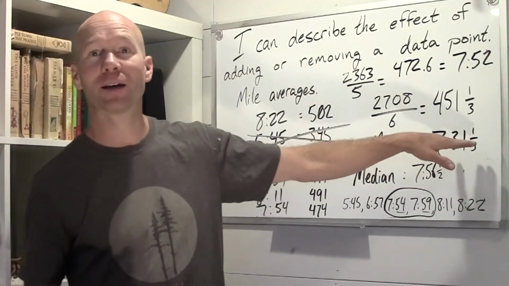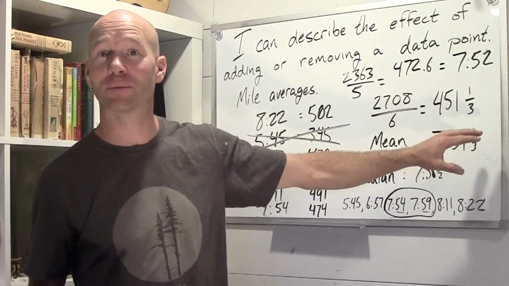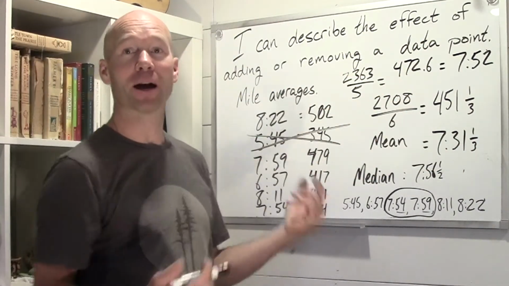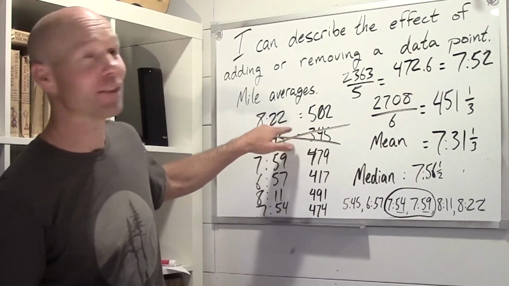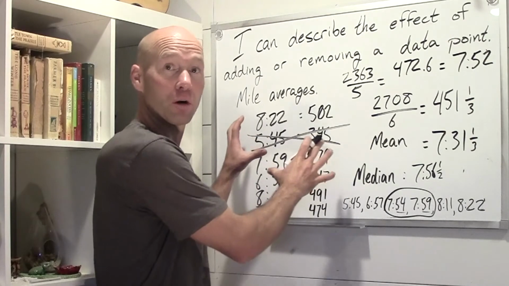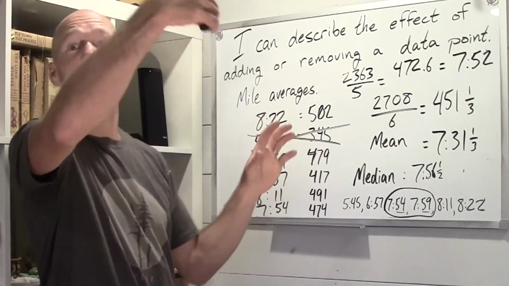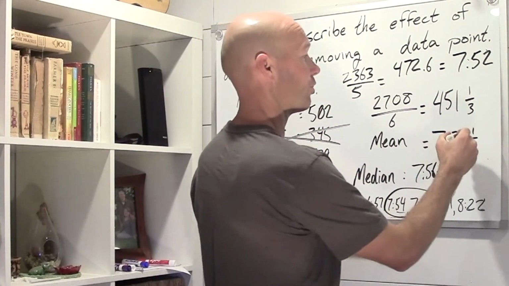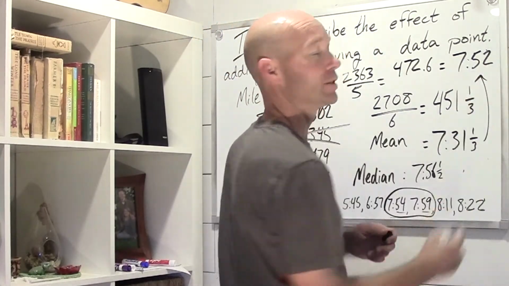So did my time get slower or faster? That's right, it got slower. It increased my time because we eliminated that faster time. A small outlier, a small number, then that increases the mean, the average score. So it went from 731 to 752.